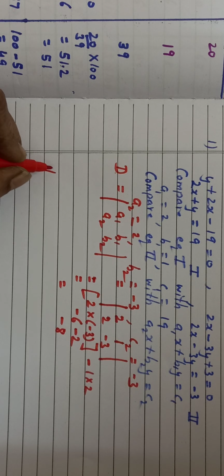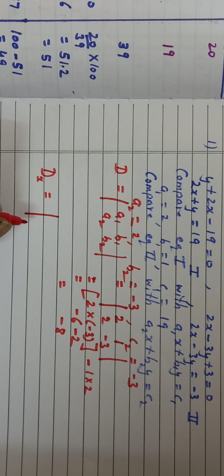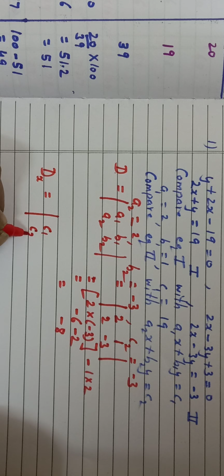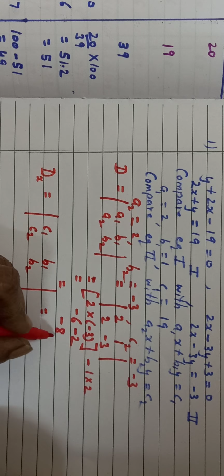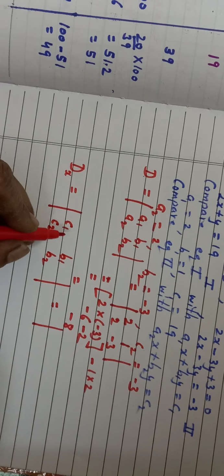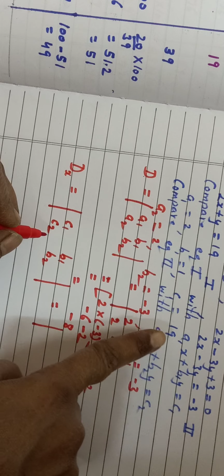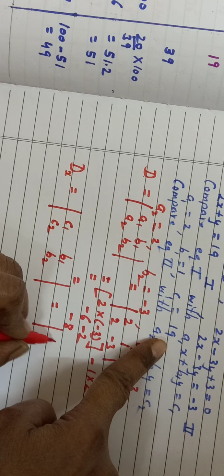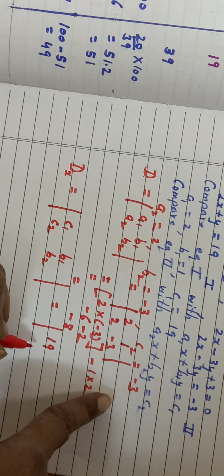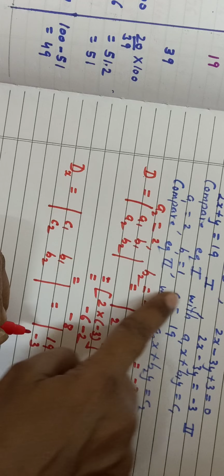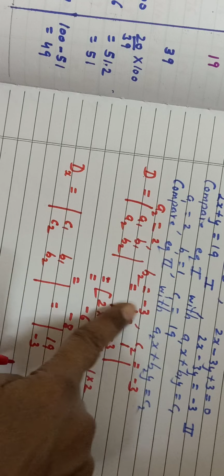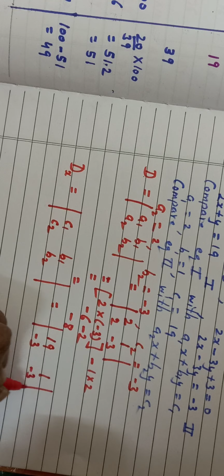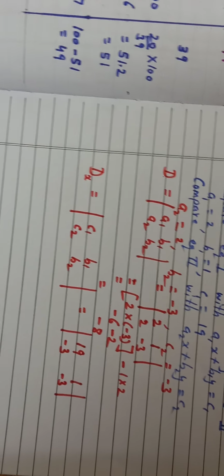Now after that we have to find the value of the determinant in x, that is Dx, which is equal to. For this you have to remember the formula. The formula is c1, c2, b1, b2. Now substitute the values. What is C1, C2? C1 is 19. C2 is minus 3. B1 is 1. B2 is minus 3. Okay, so now what we will do?